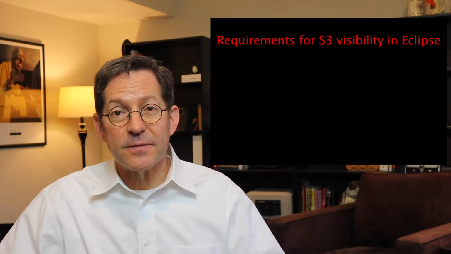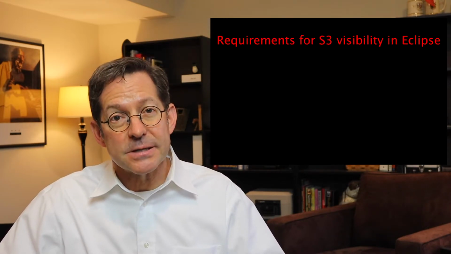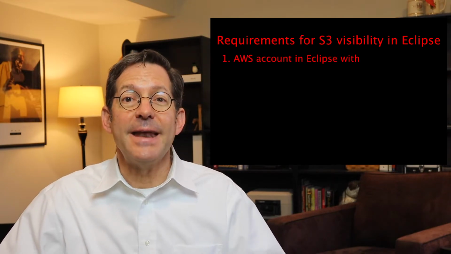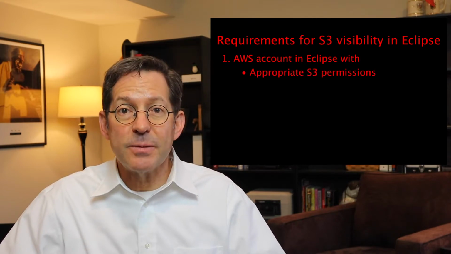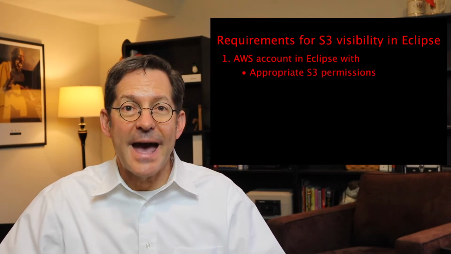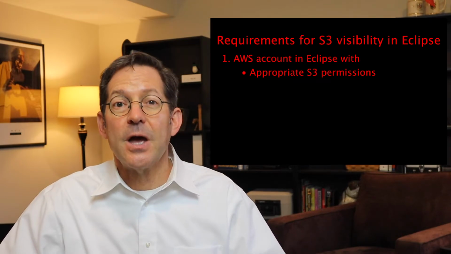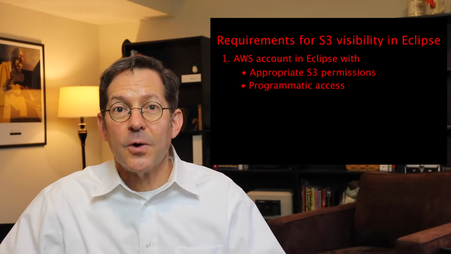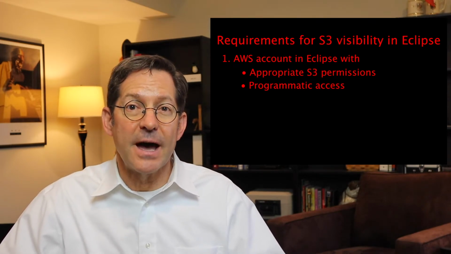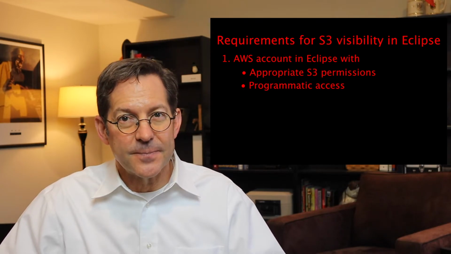We now have an S3 bucket and objects within that bucket stored in the U.S. East Northern Virginia region. In order to have visibility to the S3 service in Eclipse, we need to have two things. First, we need to have an AWS account set up in Eclipse. This account must have S3 permissions that are appropriate to the activities you wish to perform. The account must also have programmatic access. Remember in the first video we created such an account with full access to S3.